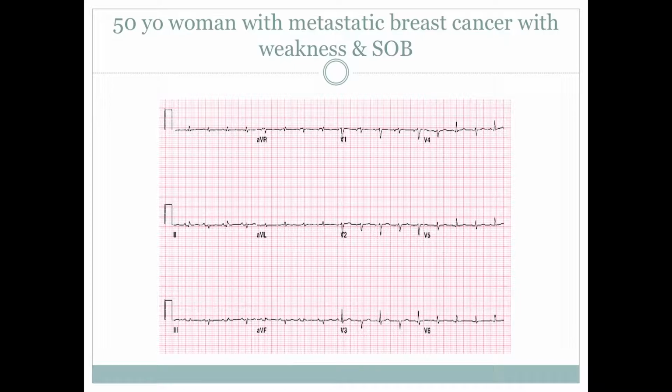And this is the EKG of a woman with metastatic breast cancer with weakness and shortness of breath. As you can see, this meets those same criteria we were talking about for low voltage. And then you can also see that there's even more electrical alternans here, especially in V3. If you look down at that lead, one QRS complex is pointing up, another one's pointing down, and that is consistent with a pretty large pericardial effusion, likely secondary to her breast cancer as the neoplastic process there.